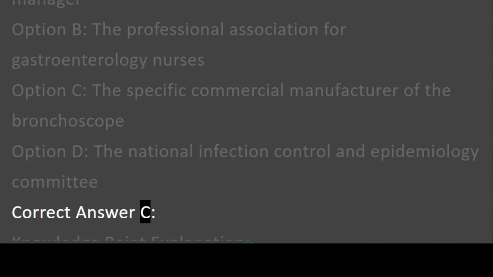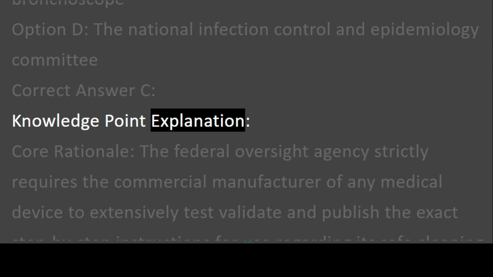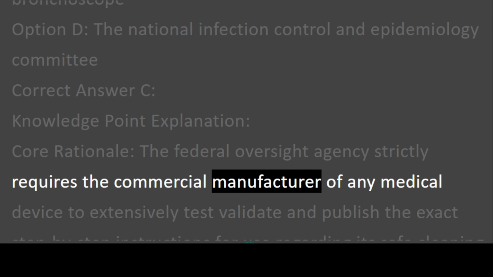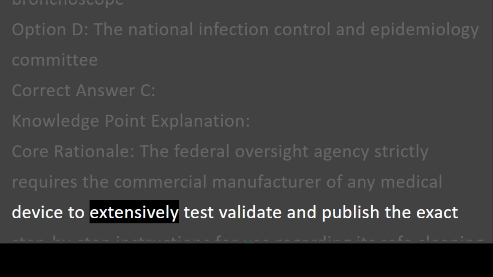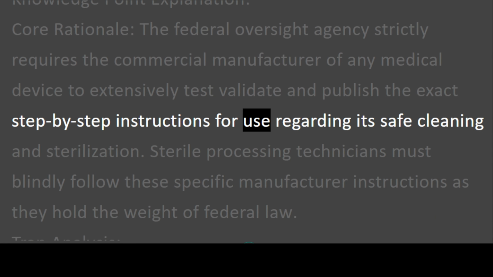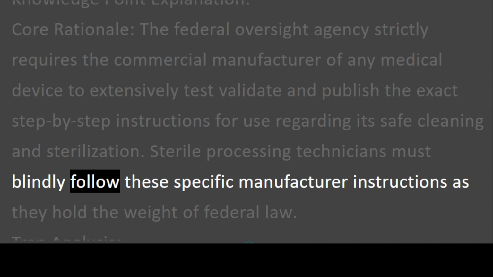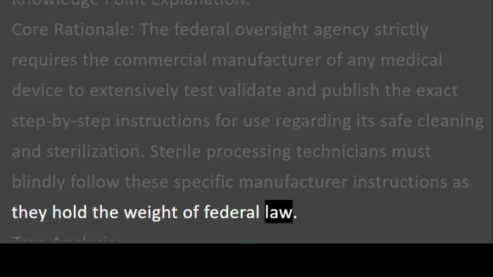Correct answer C. Knowledge point explanation. Core rationale. The Federal Oversight Agency strictly requires the commercial manufacturer of any medical device to extensively test, validate, and publish the exact step-by-step instructions for use regarding its safe cleaning and sterilization. Sterile processing technicians must blindly follow these specific manufacturer instructions as they hold the weight of federal law.